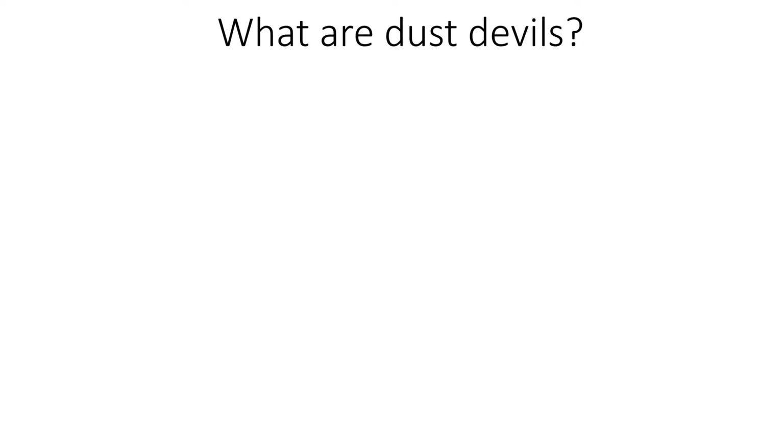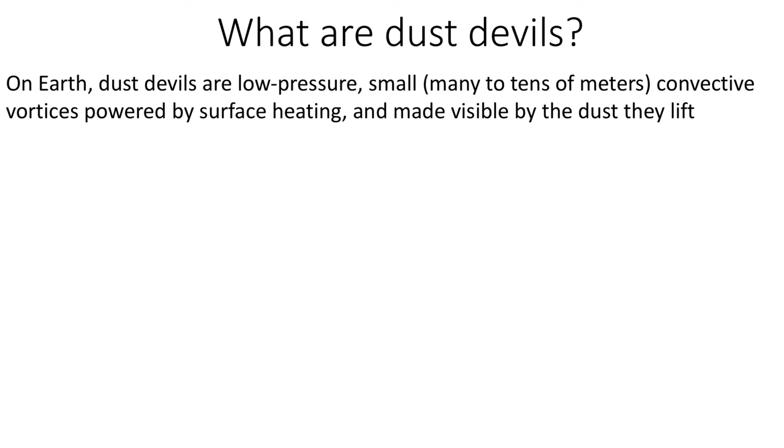So what are dust devils? Well, on Earth, dust devils are low pressure and small, meaning many to tens of meters, convective vortices that are powered by surface heating and made visible by the dust they lift. And so these start at the surface and then they grow up into the atmosphere.